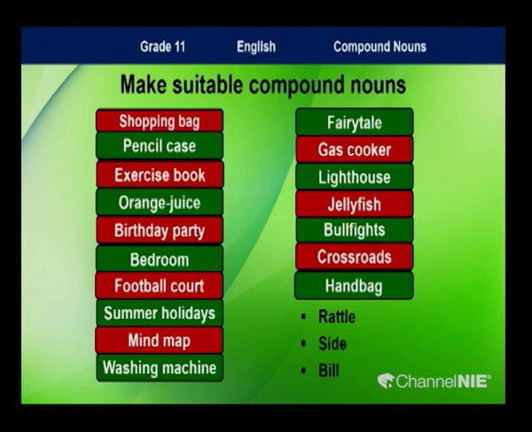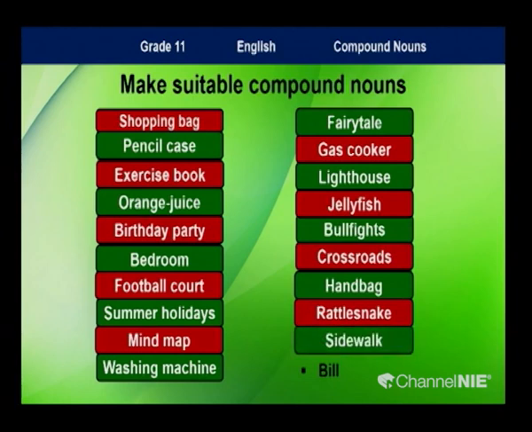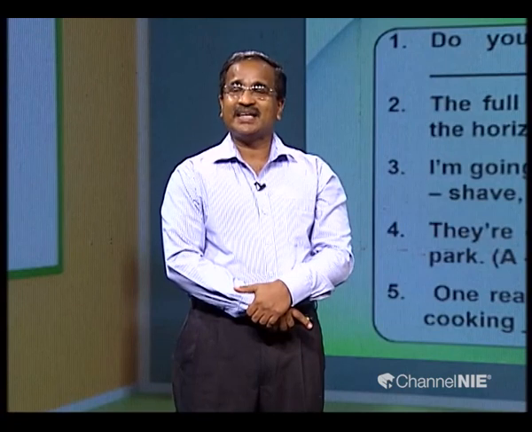handbag. Do you have a handbag? Not right now, sir. Rattlesnake, sidewalk, billboard. Of course, now my children, you have learnt a lot of compound nouns. Let's see whether we can do some simple activities in order to use these compound nouns in a meaningful way.